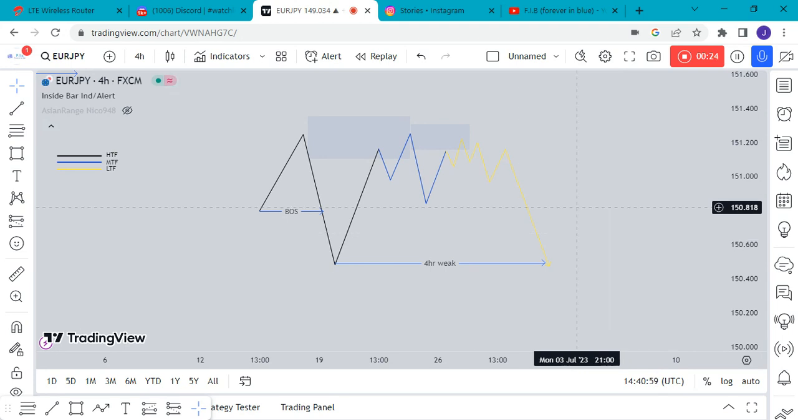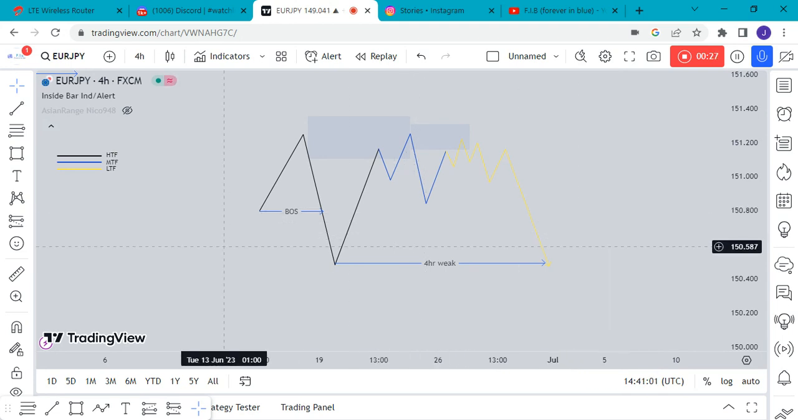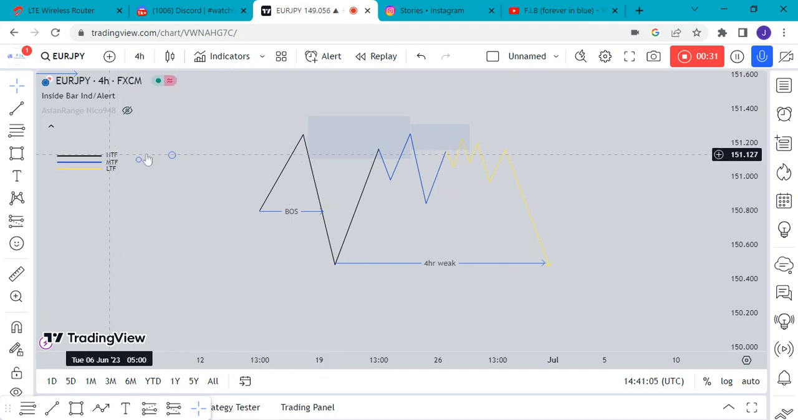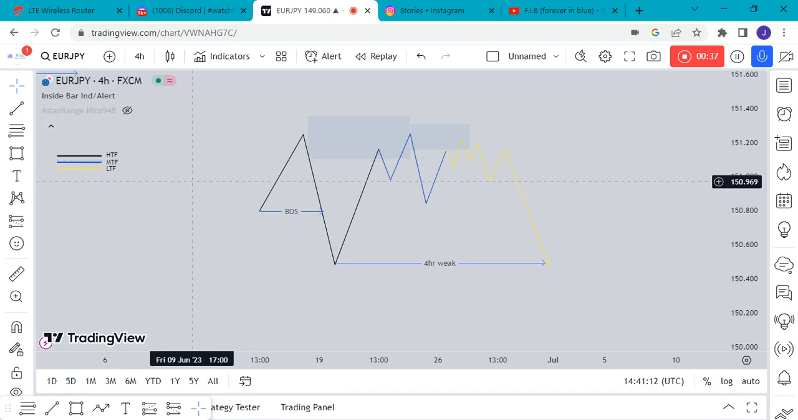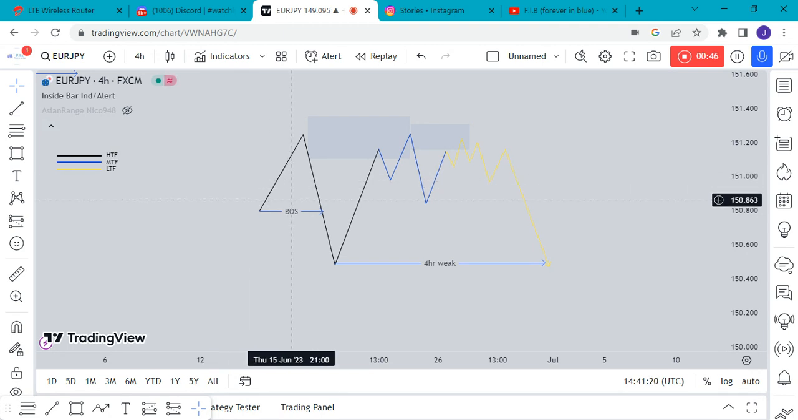As you can see on this line chart here that I made, the black line is the higher time frame, which is the 4 hour. The blue line is the medium time frame, which is the 15 minutes, and the yellow line is the lower time frame, which is the 1 minute. So this is a bearish market scenario, right? Market just broke structure. This video will be very short, so please just stay tuned. This is a bearish market.